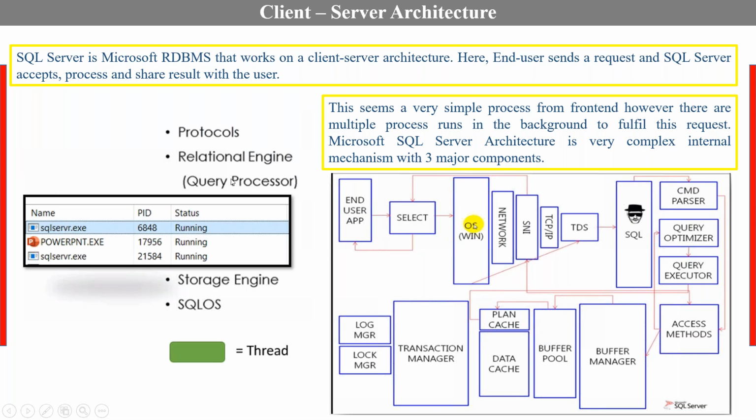Your queries, sir: inserts, updates, deletes, selects, creates, everything. So who is processing? Your relational engine will process. Who is storing? Your storage engine will store. Internally, your database engine is divided into two major components. What are those, sir? Relational engine and storage engine.